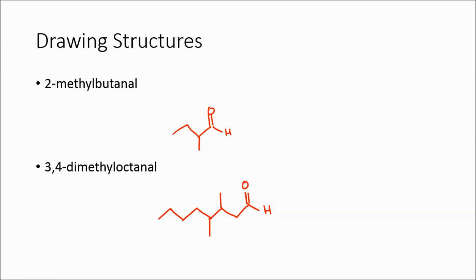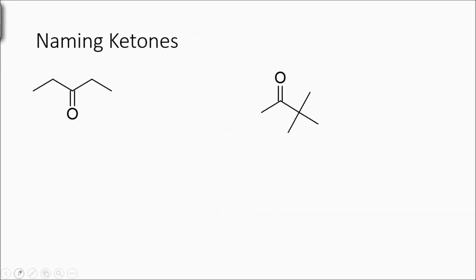Now ketones, let's see how we can draw these. Let's start with this one. The main carbon chain has 5 members. So pentane, and then the functional group is in the 3 position. Let's see, 1, 2, 3, 4, 5. It doesn't matter how you count it. So pentan-3-one. In this case, because it's in the middle, it doesn't matter which way I count.